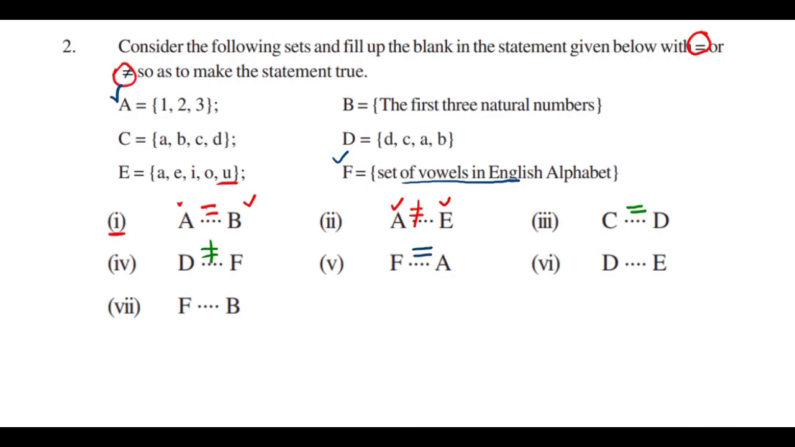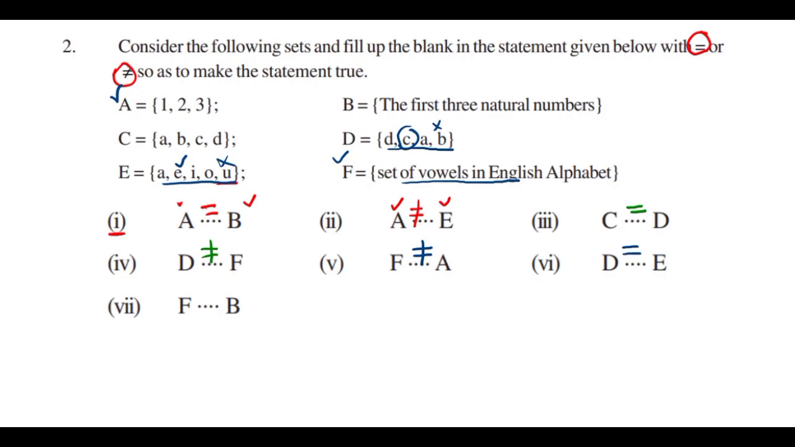Fourth one, D and E. Compare D and E. What is D? D is A, B, C, D. Correct? E is A, E, I, O, U. No, not equal, because here we have C, but in E there is no C. In E we can find E, but in D there is no E. So not equal, correct? Like that, many differences are there. For example, D also you can't find in both, B also you can't find in both. So not equal.